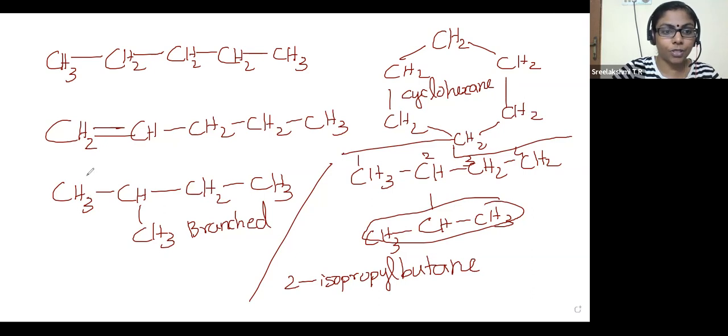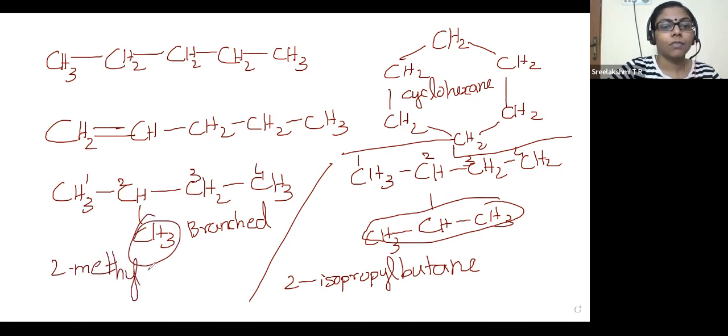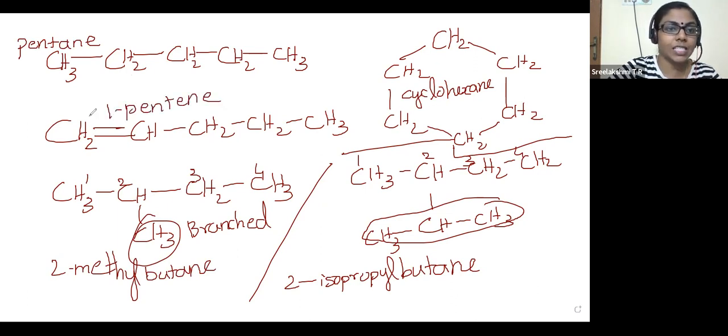This branched chain compound, the first one, 1, 2, 3, 4. This one is 2-methyl. This group is a methyl group. So 2-methyl butane. The first one is simply normal pentane. You simply write it as pentane. The second one is 1-pentene. Why 1-pentene? The first carbon atom itself is involved in unsaturation. Where can this double bond come? It can be either here or here, anywhere. So you have to specify the position. This is how we are writing it. So is the idea clear?